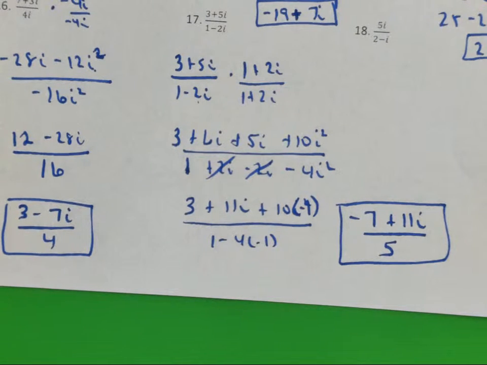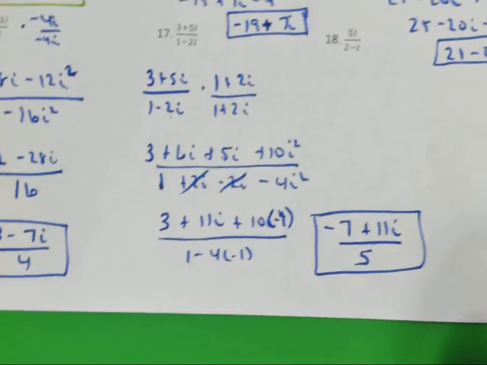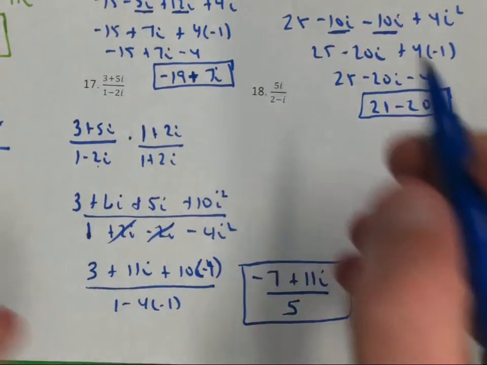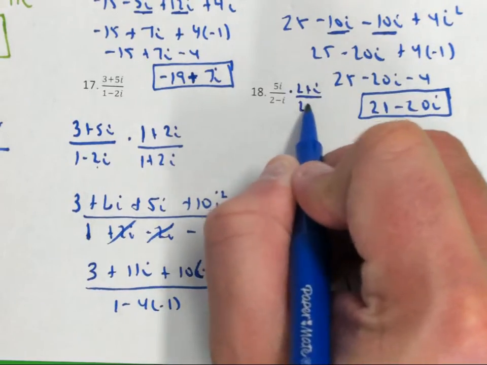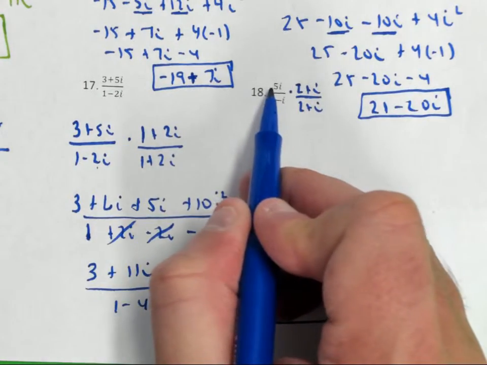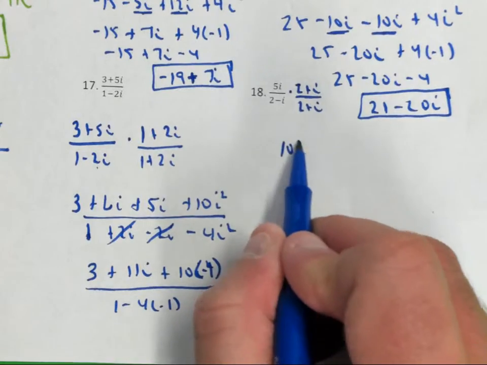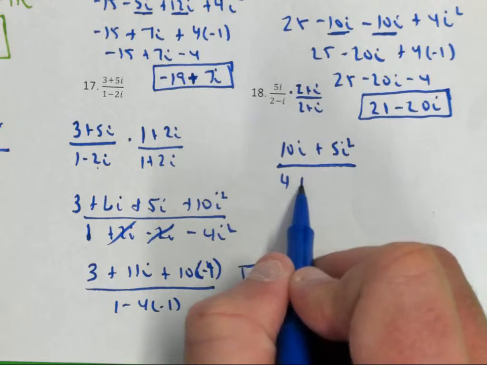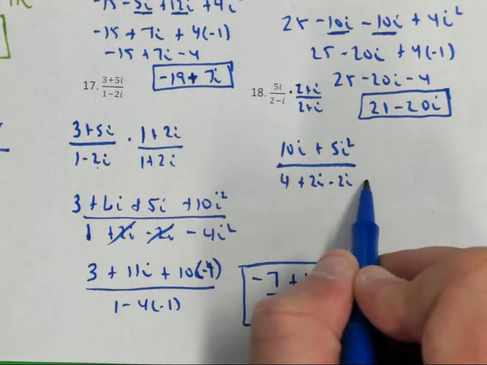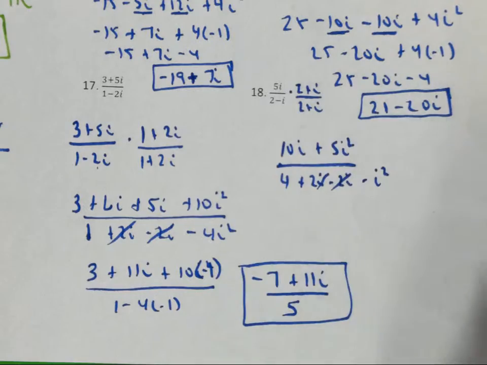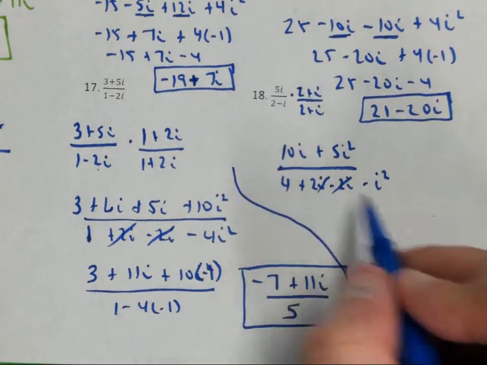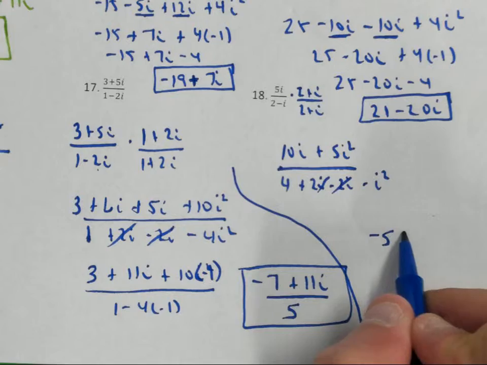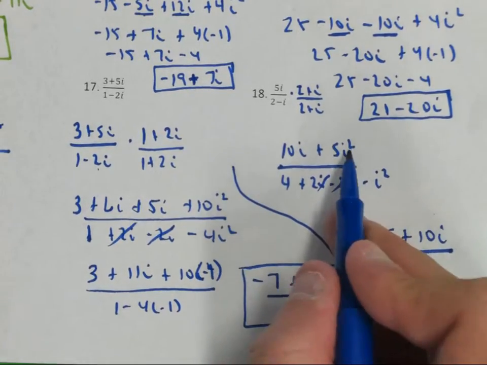One more, and then you have 15 minutes to do your homework. What's the conjugate of 2 minus i? 2 plus i. 5i times 2 is 10i plus 5i squared. 2 times 2 is 4 plus 2i minus 2i minus i squared. These cancel out like I want them to. That's going to be 10i plus negative 5, so negative 5 plus 10i, because the i squared is negative 1.